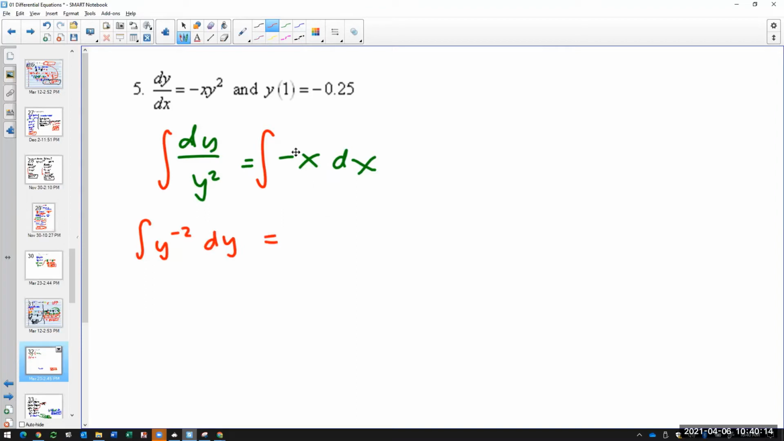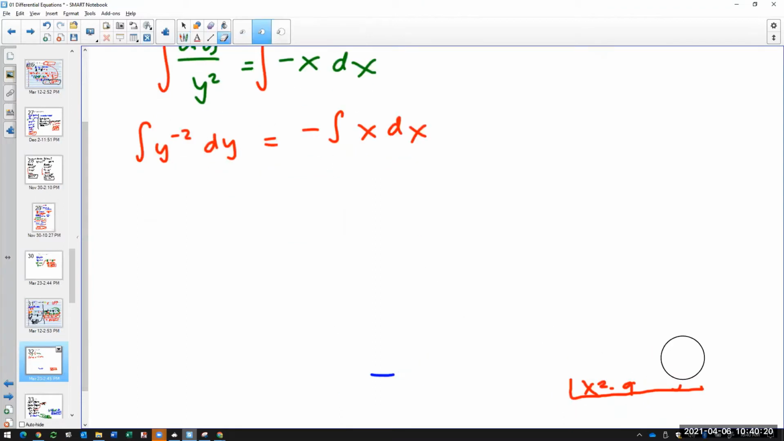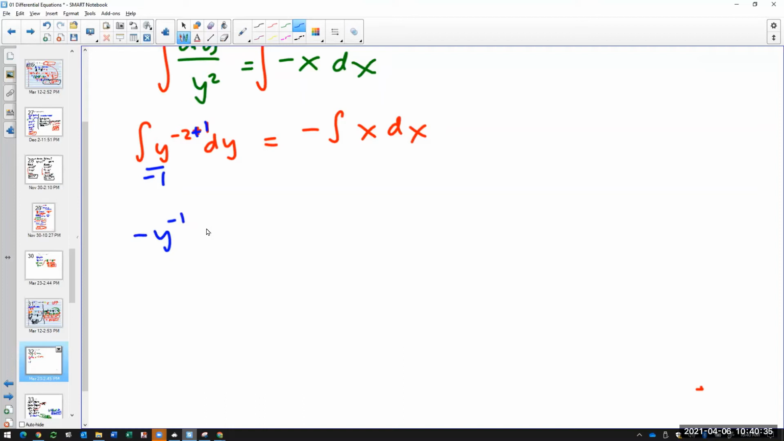And so this one, I'm actually going to just pull the negative out if you guys are okay with that. Actually, you don't have to. Okay. On the right side, let me just work the right side. The right side would be, first you add 1, divide by the new exponent, which is -1, right? So this is going to be negative y to the -1 plus c, but I'm going to move all my c's to the right side.